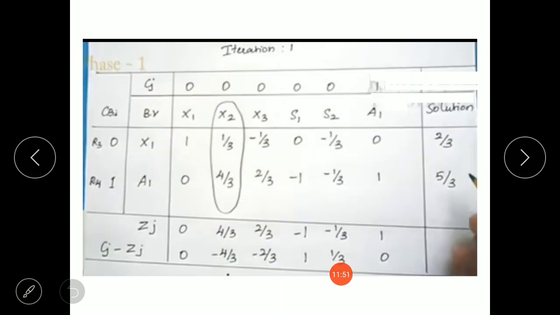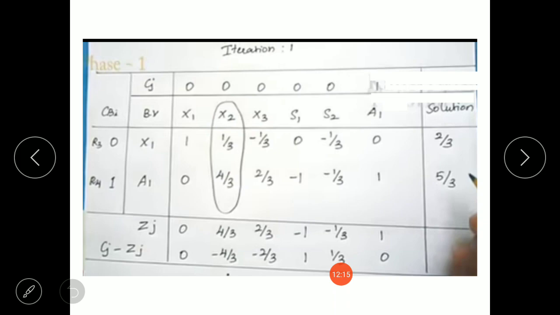So from the Cj minus Zj row, as you can see, for proceeding further, we need to find the most negative value among all the elements of the Cj minus Zj row. And you can see the most negative element here is minus 4 by 3. So the column corresponding to minus 4 by 3 is my key column.